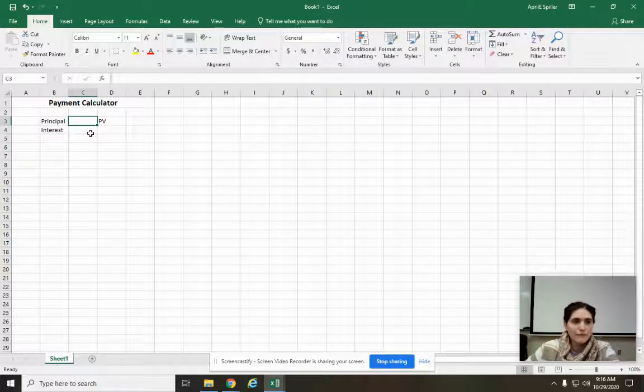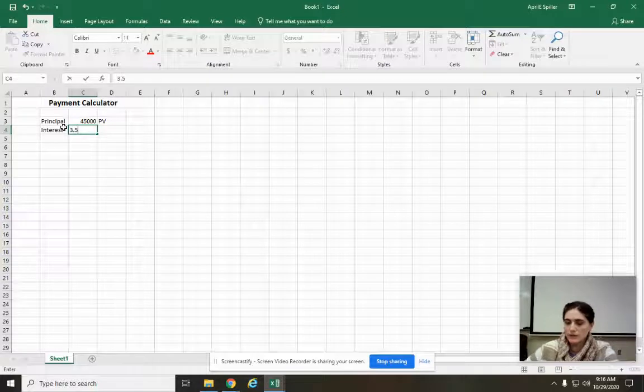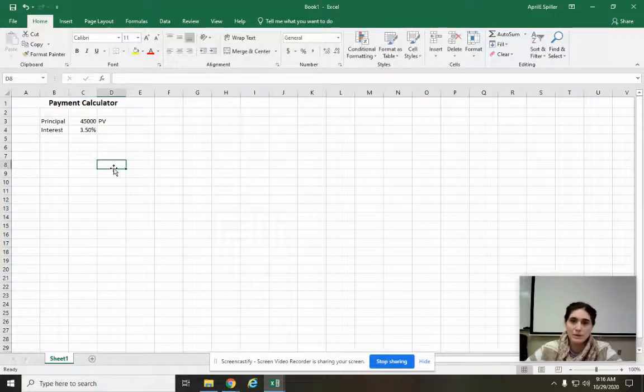Let's say I'm borrowing $45,000. I decided I'm buying me a boat because I'm tired of the whole pandemic thing. I'm just going to cruise for a while. The boat that I want costs $45,000. And let's say I found a good deal on interest and I got it at 3.5%.